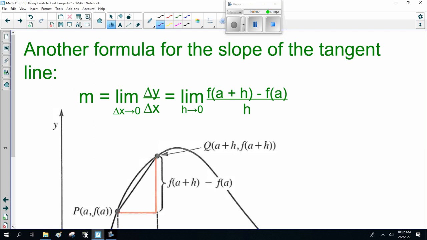Hello, ladies and gentlemen. Welcome back to Math 31 Calculus, Chapter 1, Lesson 6, Using Limits to Find Tangents, Part 2. Now, there is another formula for the slope of the tangent line. Once again, the slope m is the limit as change in x goes to 0 of change in y over change in x. It's the limit of f of (a plus h) minus f of a, divided by h. Sorry, the limit as h goes to 0.